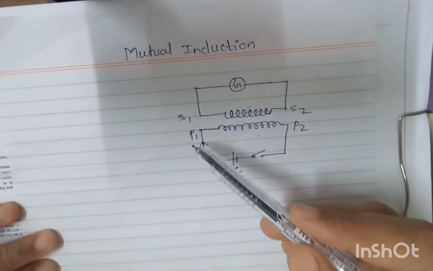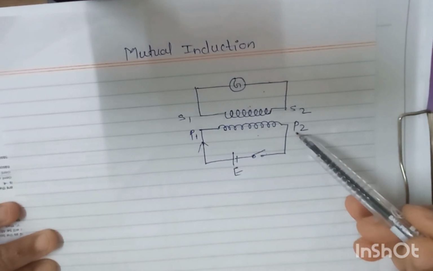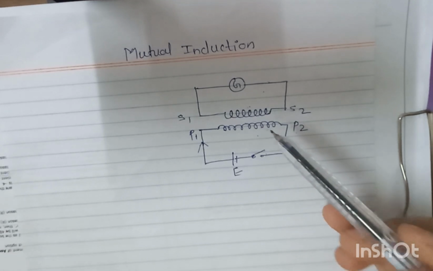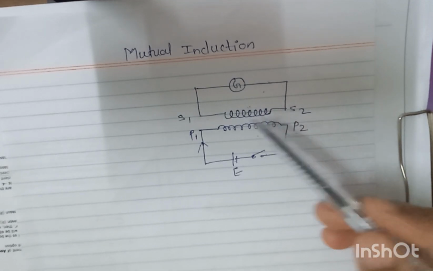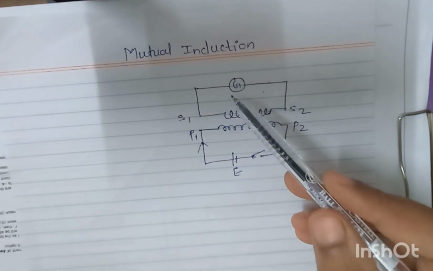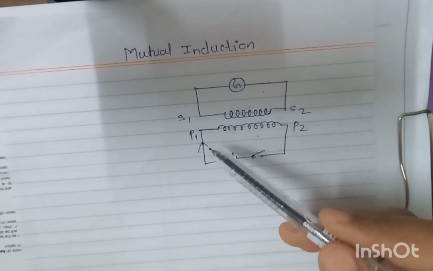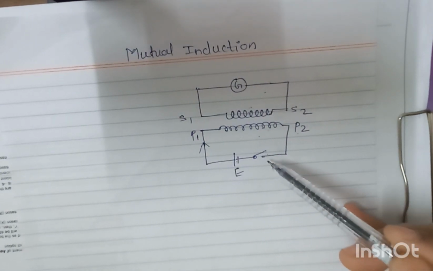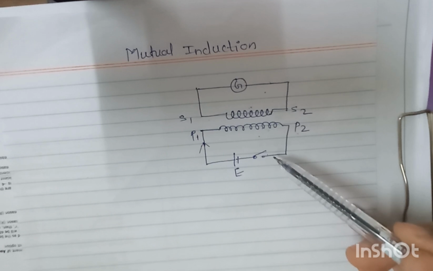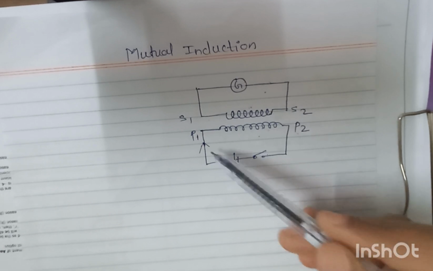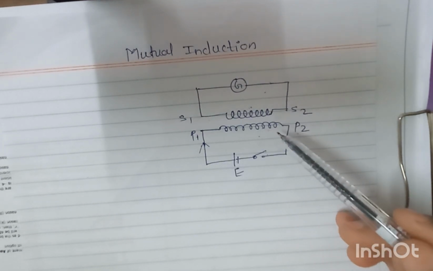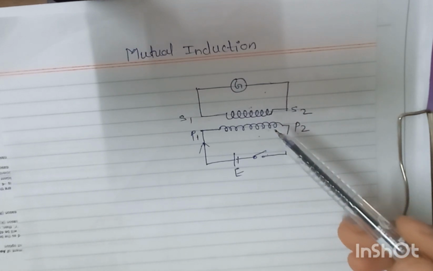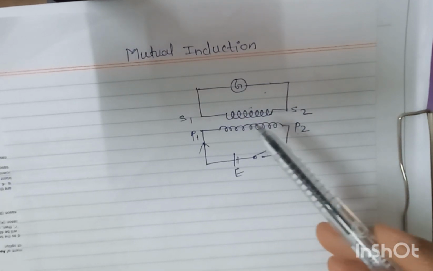We have here two coils: the primary with P1 and P2, and the secondary with S2 and S1. S1 and S2 are connected with the galvanometer, whereas the primary connections P1 and P2 are connected with the battery and key. As current flows through the primary coil from P1 to P2, flux is linked with the secondary coil, and due to that a current gets induced in the secondary coil.